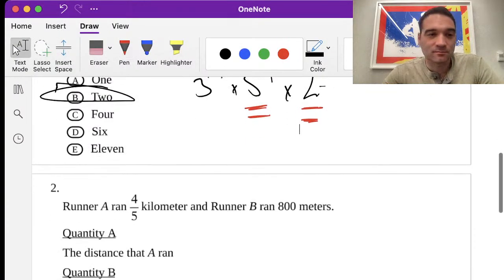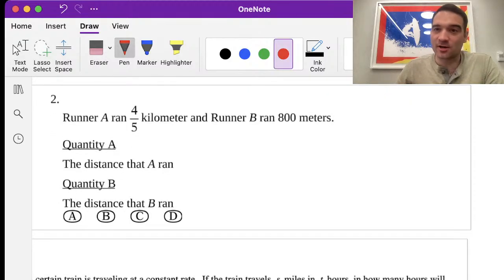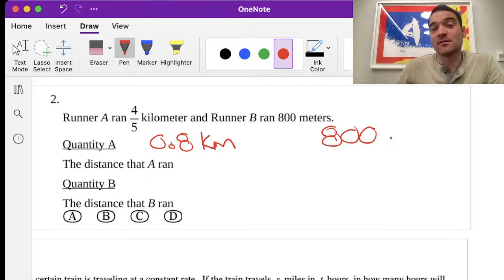Okay. Here's a good one, talking about our units. So we have runner A going 4/5 of a kilometer. I'm going to write this as 0.8 kilometers versus 800 meters.